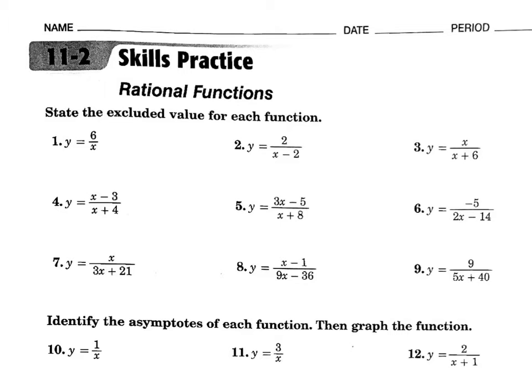So notice on the top part, they just want you to state the excluded value. Remember, the excluded value is what makes the denominator 0, because we can't have a 0 in our denominator. You can't divide by 0, right? So let's just do a couple. What would make my denominator 0 here? Well, if it's just x on the bottom, then that's your excluded value, 0. But for like number 2, notice what would make my denominator 0? 2, right? If I put a 2 there, 2 minus 2 would give me 0. So that's how you do that top section.